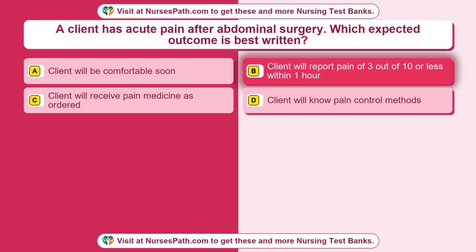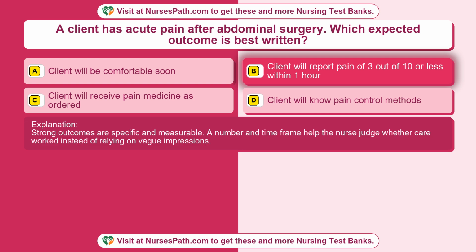The correct answer is option B, client will report pain of 3 out of 10 or less within 1 hour. Strong outcomes are specific and measurable. A number and time frame help the nurse judge whether care worked instead of relying on vague impressions.